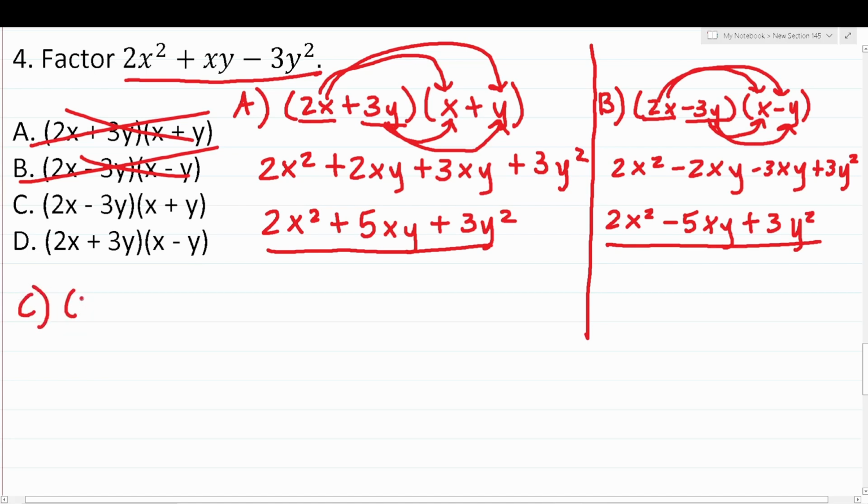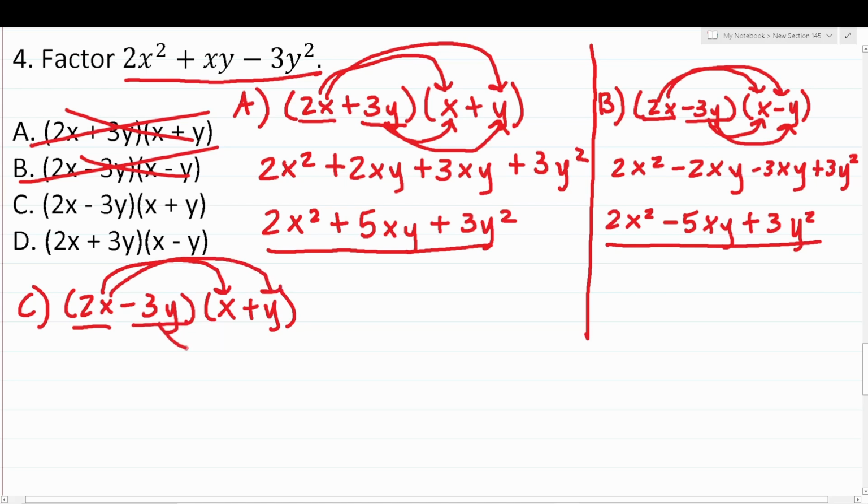C says 2x minus 3y times x plus y. Again, we're multiplying two polynomials together, so we're going to have to use the distributive property, which means we're going to take this 2x, multiply it there and there. We're going to take this negative 3y and multiply it there and there.